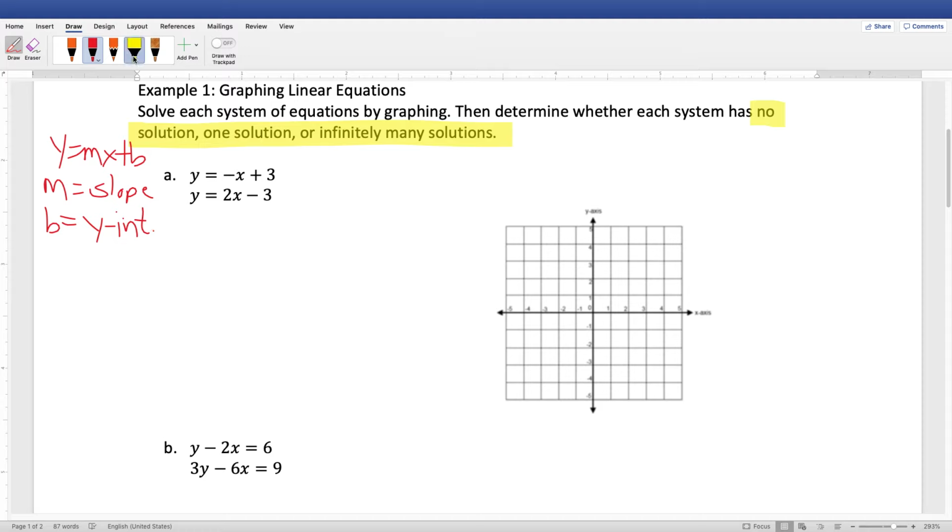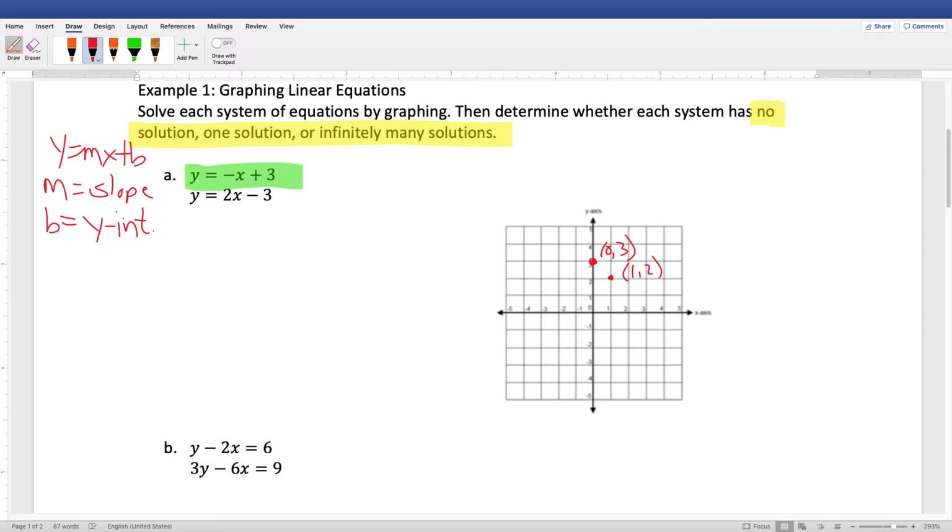And if I can get my equations in y equals mx plus b, then I'm able to graph them. So if we take a look at our first example, you can tell that my first equation, y equals negative x plus 3, is of the form y equals mx plus b. So we start at my y-intercept, which is (0, 3). I'm going to put that on the graph. Then we have a slope of negative 1, so I'm going to go down 1. And if you remember from last year, we always run to the right. So we go down 1, to the right 1. My second point is (1, 2).